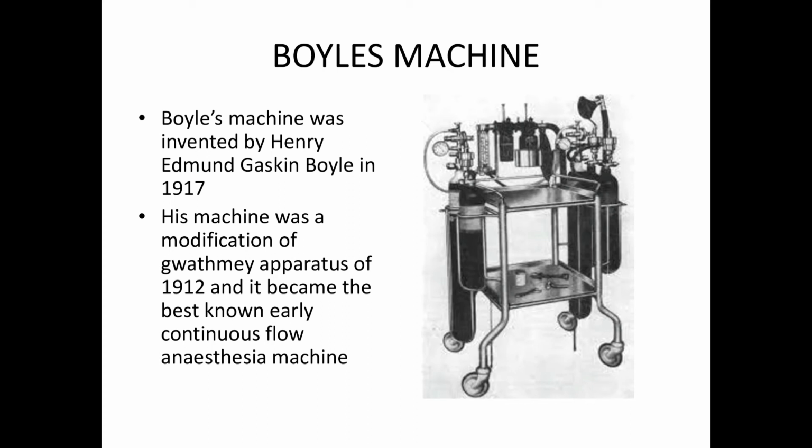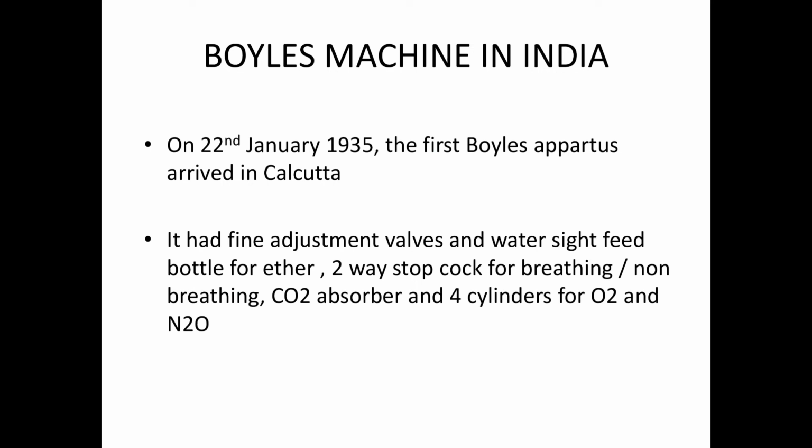Boyle's machine in India. On 22nd January 1935, the first Boyle's apparatus arrived in Calcutta. It had fine adjustment valves and a water sight feed bottle for ether, a two-way stopcock for breathing and non-breathing, a carbon dioxide absorber, and four cylinders for oxygen and nitrous oxide.